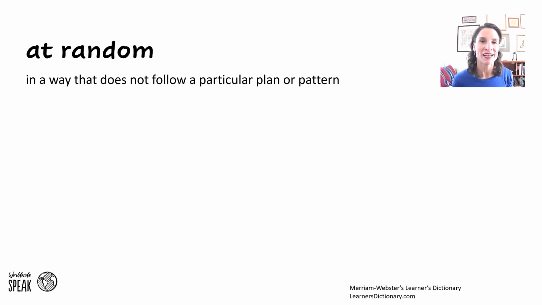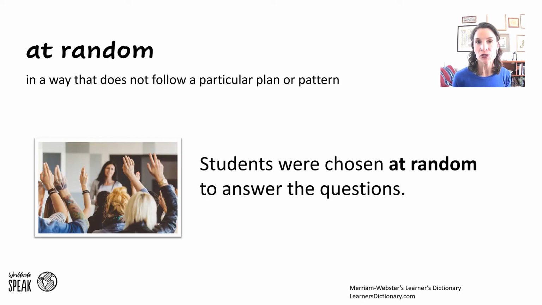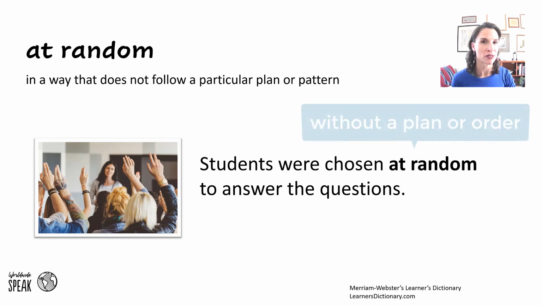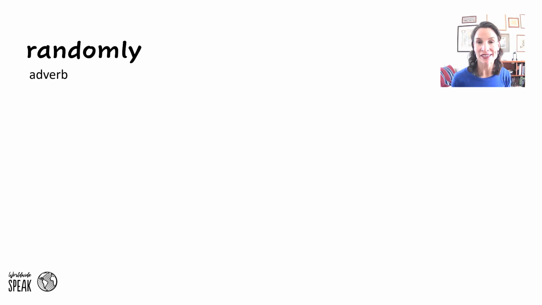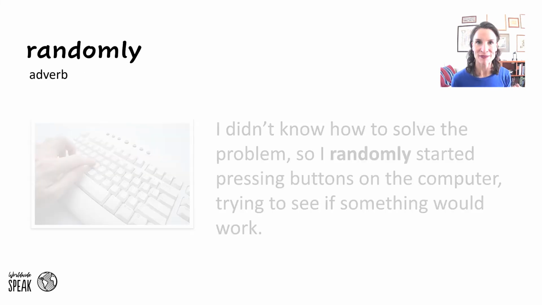And sometimes we use it as a phrase, at random. So this is in a way that doesn't follow a particular plan or pattern. Students were chosen at random to answer questions. So the teacher did not have a plan. She simply chose students without any particular order. She chose them at random. We can use this as an adverb, randomly, and it means the same thing.